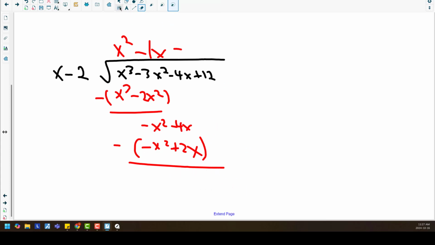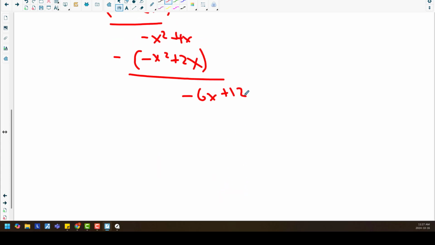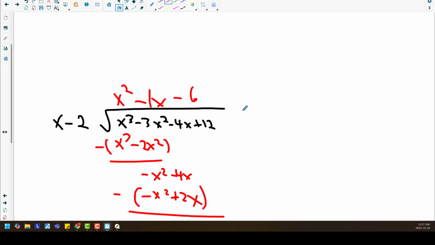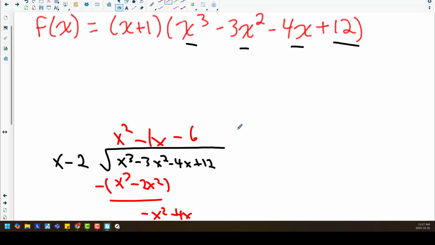And see, remember, if you're not getting a remainder of 0, you know you made a mistake. So this becomes negative 4 minus 2, so that's negative 6x plus 12. And then we multiply by negative 6. Negative 6x plus 12, remainder of 0. So we know that x minus 2 is a factor. So now we've reduced down to a quadratic.